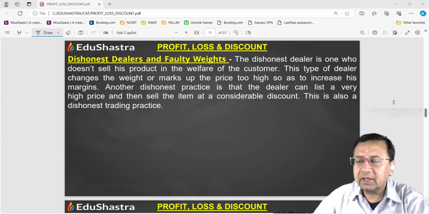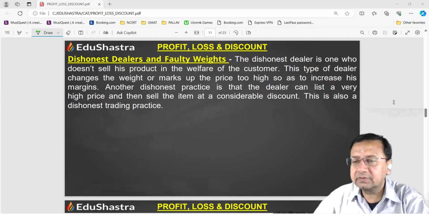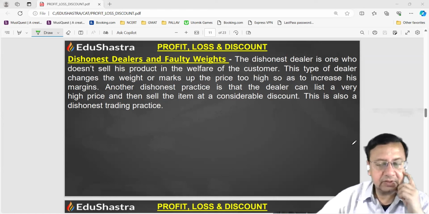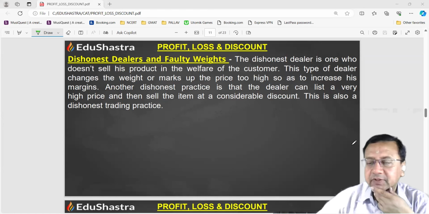Okay, there is one more new answer, and this is from Komal. Komal is saying 9.09% of loss. Okay, Komal, so how is this 9.09% of loss?